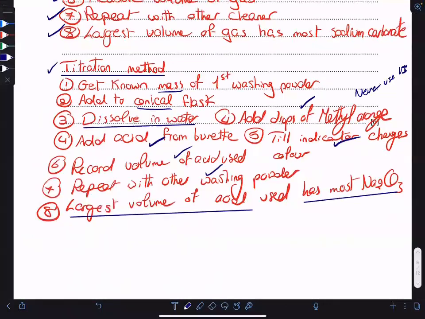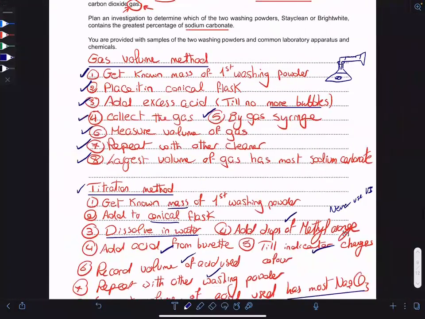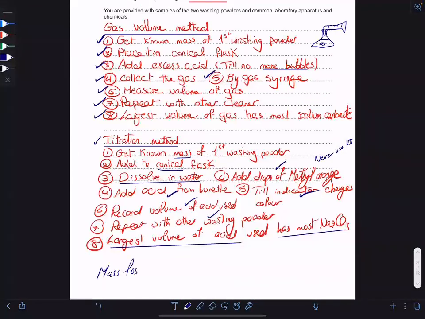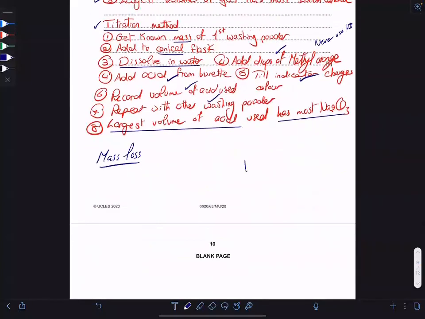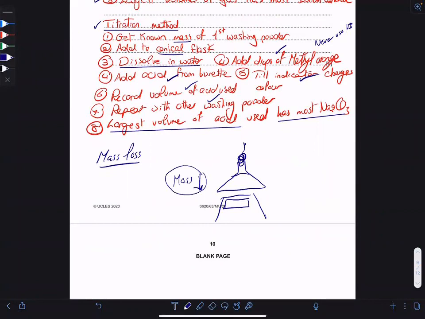A third way for solving this experiment would be measuring the mass loss. Okay, you will do the same experiment as the gas volume, but you will just measure the mass of the reaction container, of the reaction mixture. Okay, you will put a cotton wool to allow gases to escape, and you will place the whole experiment on a balance, and you will measure what happens to the mass, and the experiment which has the highest loss in mass had the most sodium carbonate. The washing powder which had the highest loss in mass had the most amount of sodium carbonate.